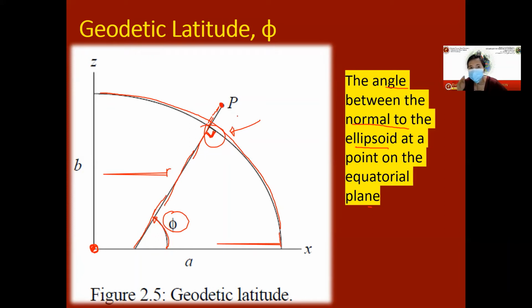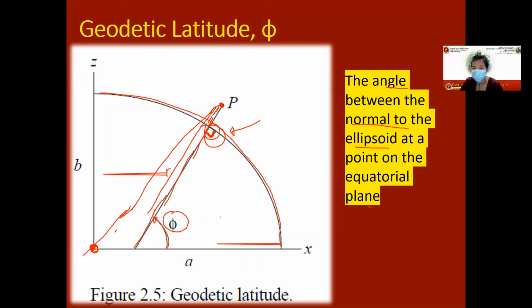Okay, so if we compare this to the geocentric, the geocentric is from point P until the center. But this time, your geodetic latitude at a certain point is tangent or normal to the ellipsoid. So that is the geodetic latitude.